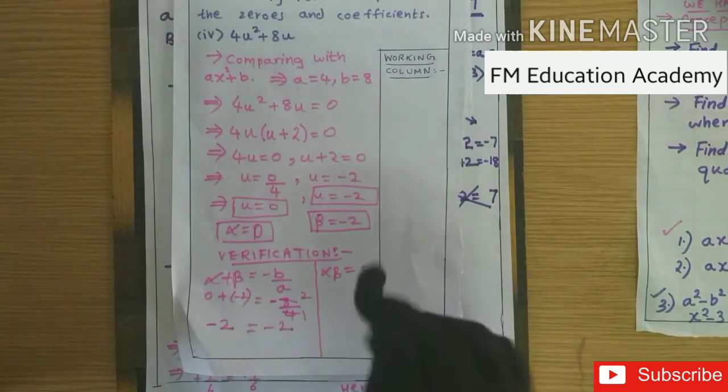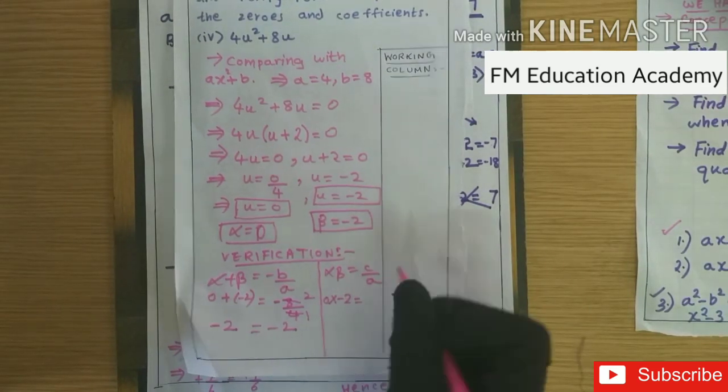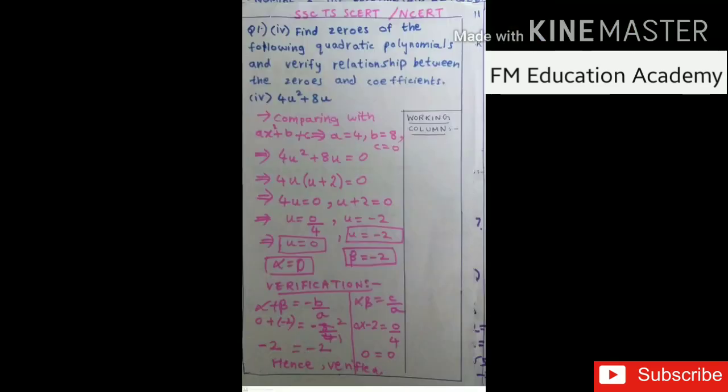Now see this, alpha into beta is equal to c by a. What is alpha? 0. Into, what is beta? Minus 2, is equal to c by a. What is the c term I have? C term here is 0. 0 by 4 is 0. LHS is equal to RHS, hence verified.